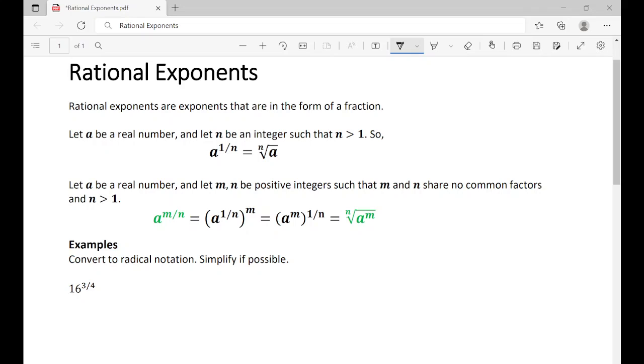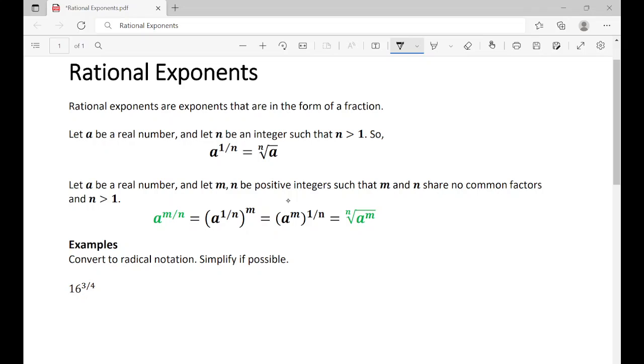We can expand this out a little bit, and we can say that, let a be a real number and let m and n be positive integers such that m and n share no common factors, meaning they can't be simplified, and n is greater than 1. So we can say that a to the m divided by n can be rewritten in these forms here, but more specifically can be written as the nth root of a to the m.